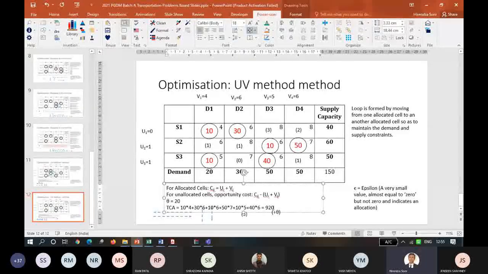We got this same answer from stepping stone also, right? Yes, sir. Here we get it directly, immediately. So that is one of the reasons why people go for the UV method instead of stepping stone. But the UV method also uses a part of stepping stone, and hence doing stepping stone first was required. Clear up to this?